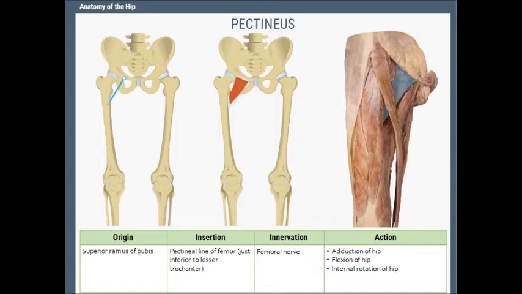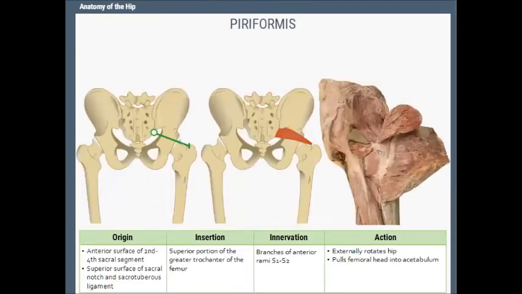Next is the piriformis. Piriformis originates from the anterior surface of second to fourth sacral segments, superior surface of sacral notch and sacrotuberous ligament. Insertion will be on the greater trochanter. Nerve supply will be from S1 and S2. It also helps in the external rotation of hip, pulls the femoral head into the acetabulum, again strengthening the joint.